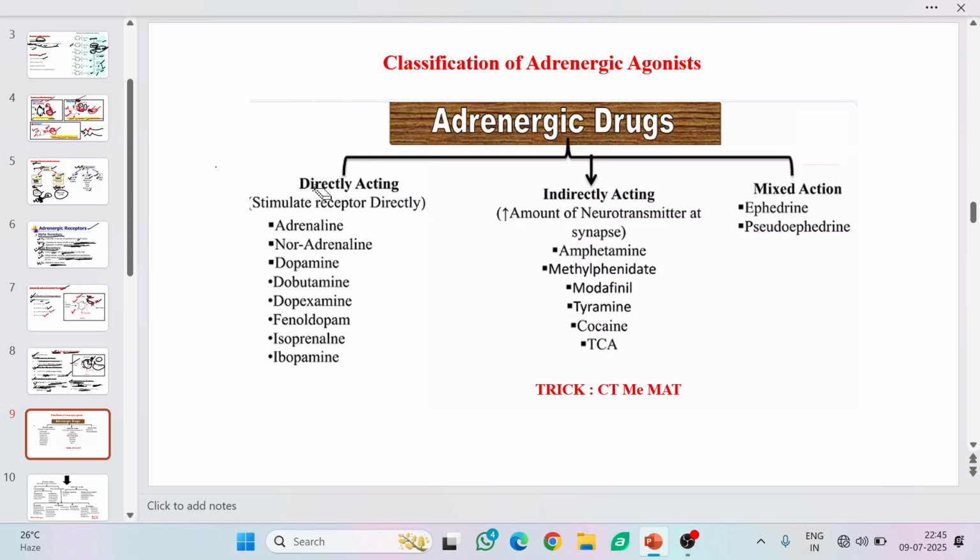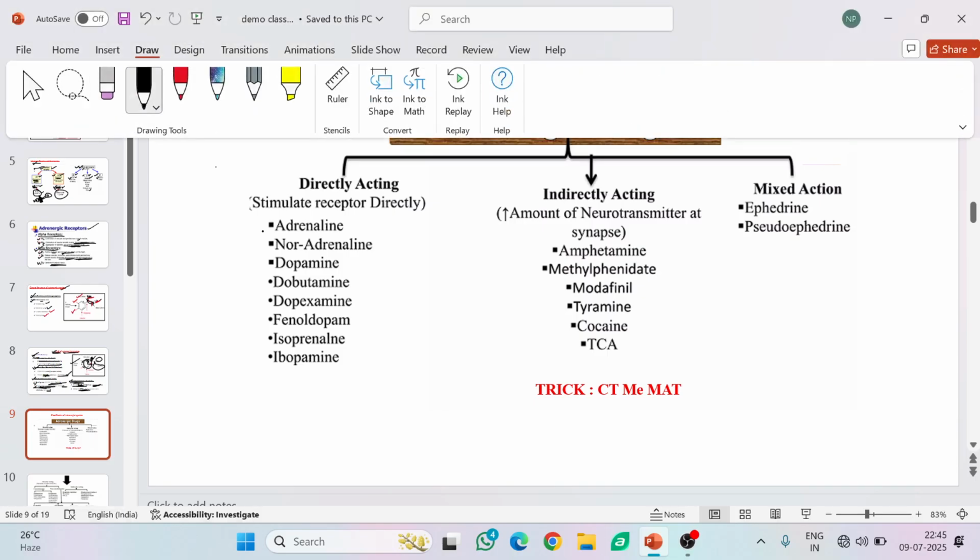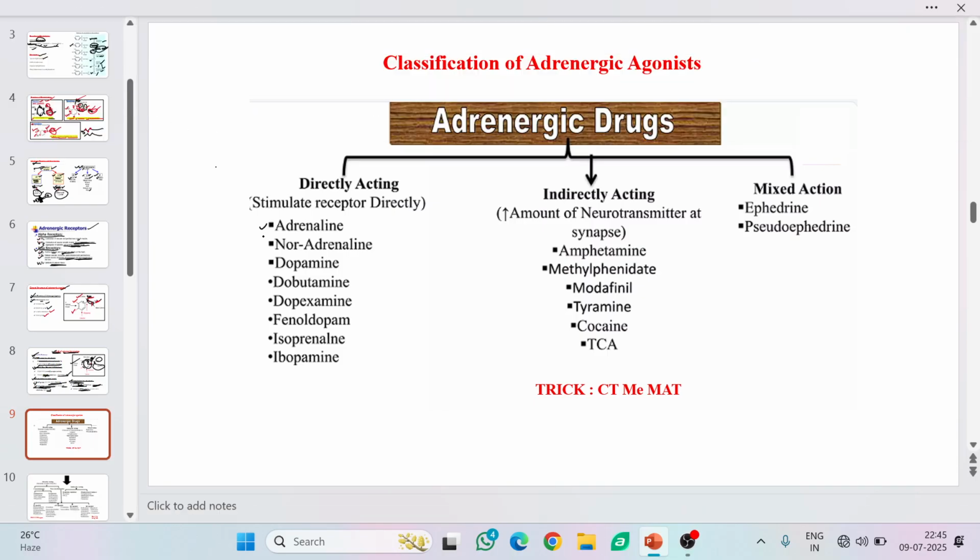Now, direct acting. They directly act on the receptor and stimulate the receptor activity. And which drugs come under this? It mainly includes adrenaline, noradrenaline, dopamine, dobutamine, dopexamine, fenoldopam, isoprenaline, ibopamine. So just remember adrenaline, noradrenaline, dopamine. Okay, so these three are catecholamines.